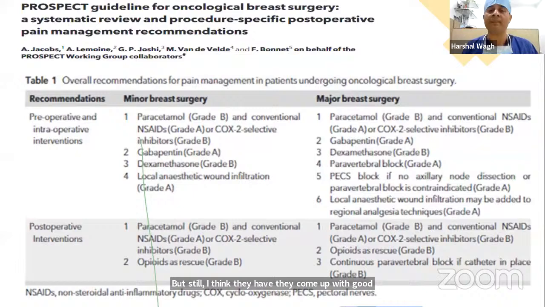So from a breast surgery point of view, for minor breast surgery, they're not really recommending any blocks as such. They said local anesthetic is good enough. But for major breast surgery, in addition to dexamethasone and your usual stuff, they're recommending the paravertebral block and the PECS block. Again, this is a little earlier than the nomenclature came off. So if no axillary node dissection, then they say PECS block, or maybe a paravertebral block is contraindicated. Local anesthetic infiltration is something that they also recommend.